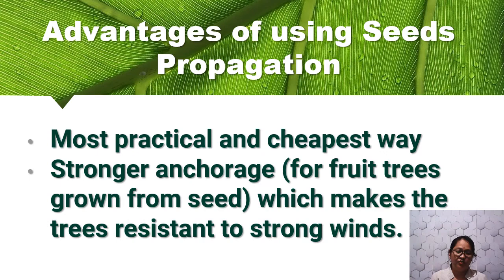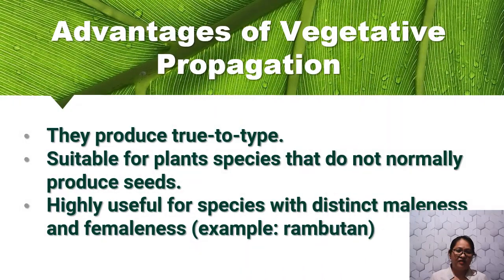Now, let us differentiate the 2 methods of propagation by looking into their own good points. First, advantages of using seed propagation. This is the most practical and cheapest way. Next, it is the stronger anchorage for fruit trees grown from seed, which makes the trees resistant to strong winds. Next, the advantages of vegetative propagation. First, they produce true to type. Second, suitable for plant species that do not normally produce seeds. And last, highly useful for species with distinct maleness and femaleness. Example of this is the rambutan.